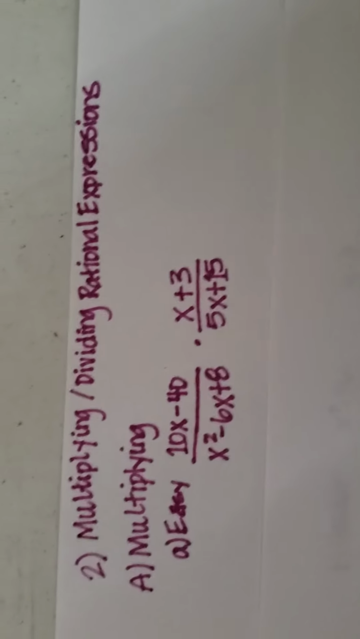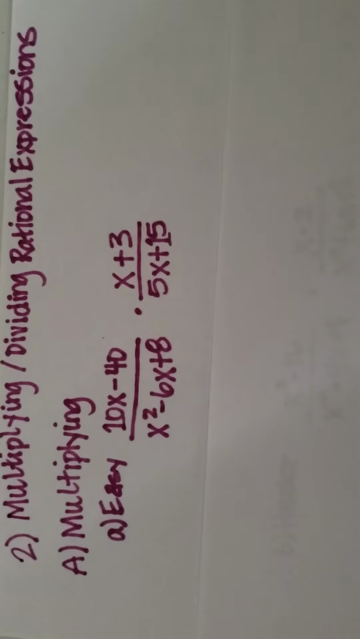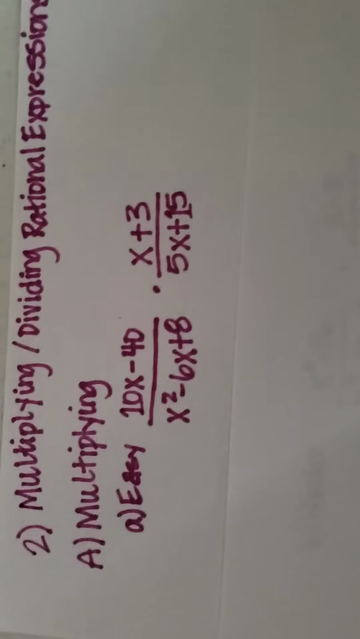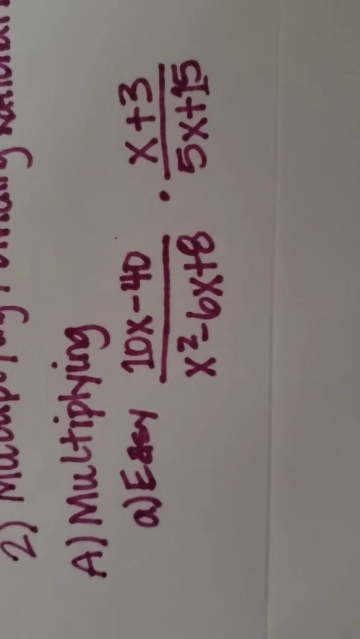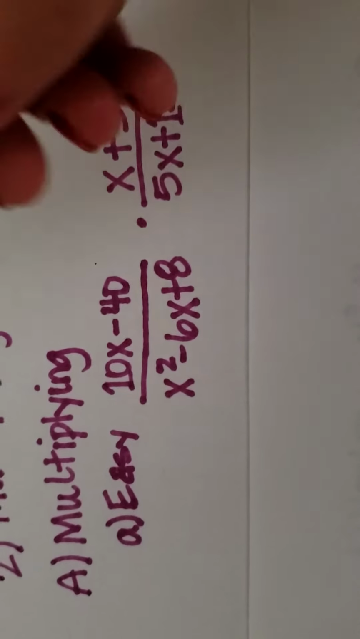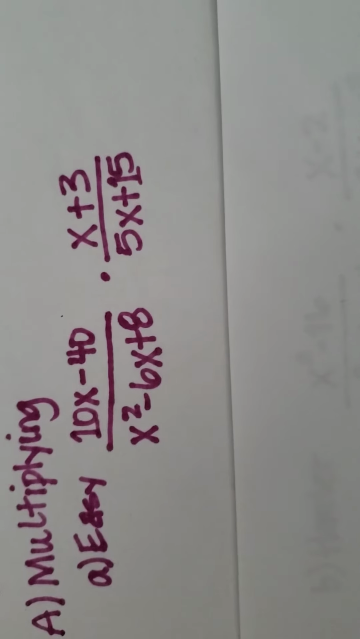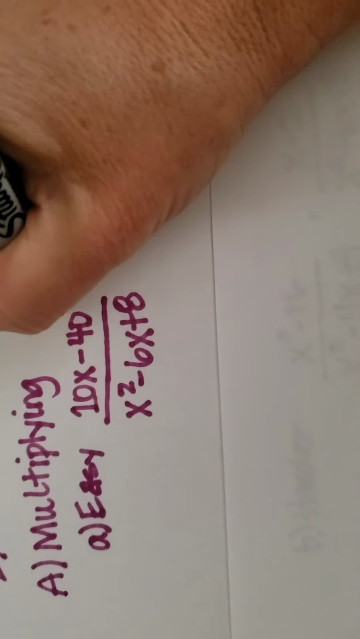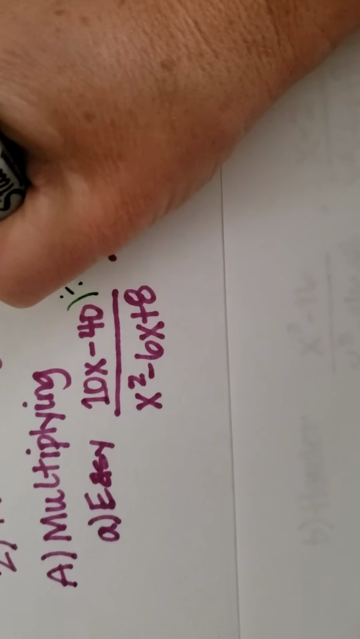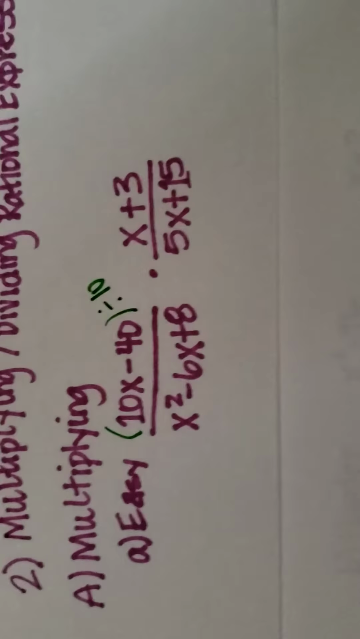All right, so again, multiplying and dividing our rational expressions, multiplying is easy. Any of this that we're doing, we're going to be looking at factoring first. So I want to take a look here at our left side. On the numerator, there's 10x minus 40, and I can see that I could divide all of these pieces by 10, and 10 would be my GCF.